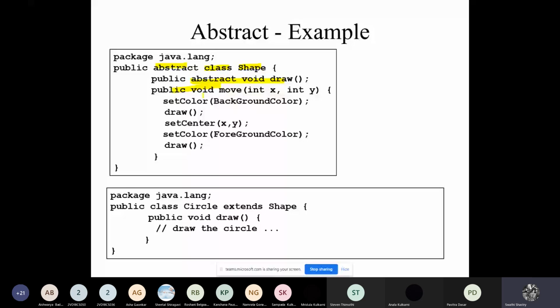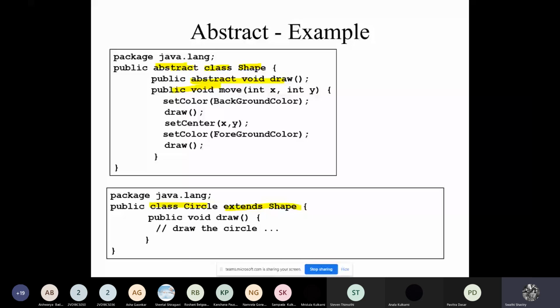Now this class shape is abstract, so my rule says that if any class is abstract, I cannot create an instance of it. Instance means an object of it. If I cannot create an object of this class, how should I make use of it? There is only one chance, and that is that I have to derive it. I have to extend it somewhere. You create a class saying that it will extend shape. Shape is nothing but your base class.